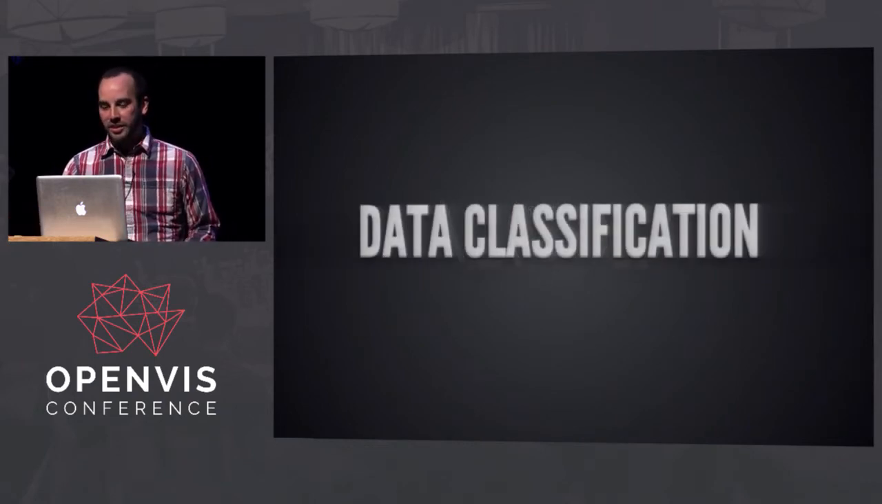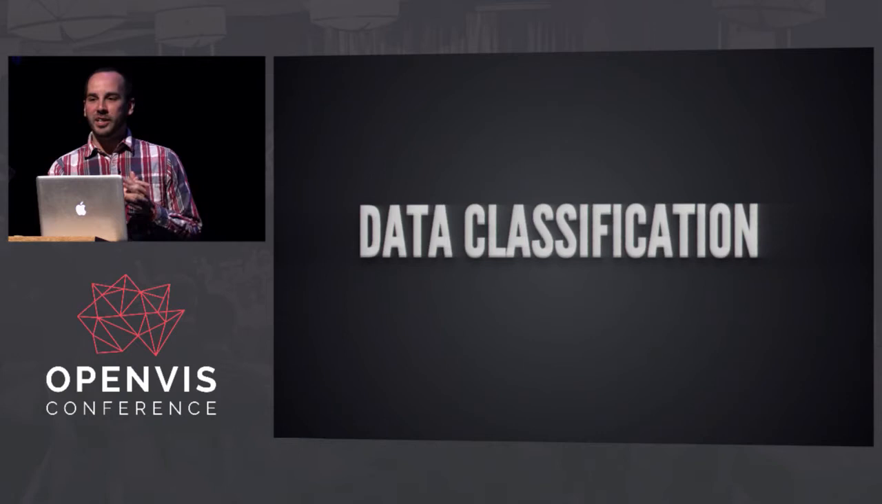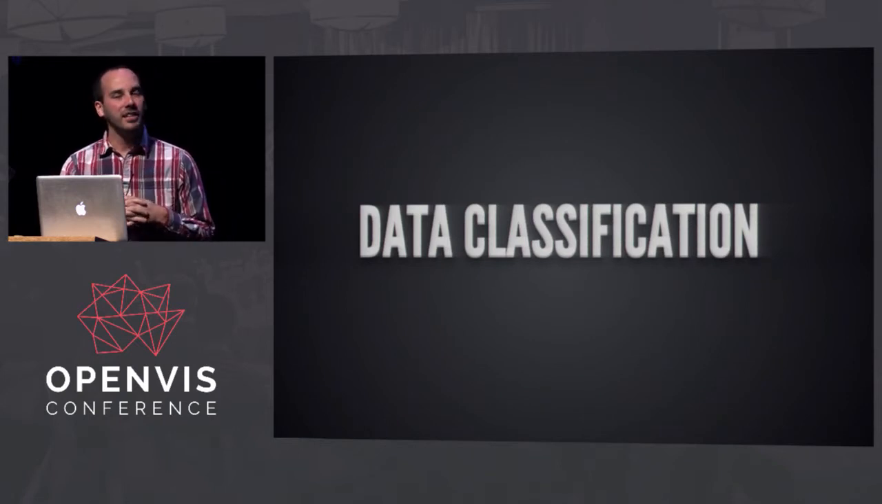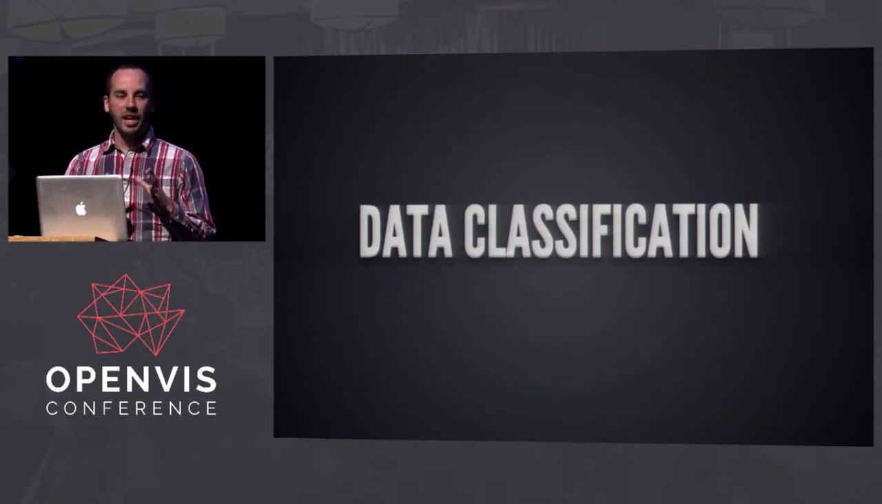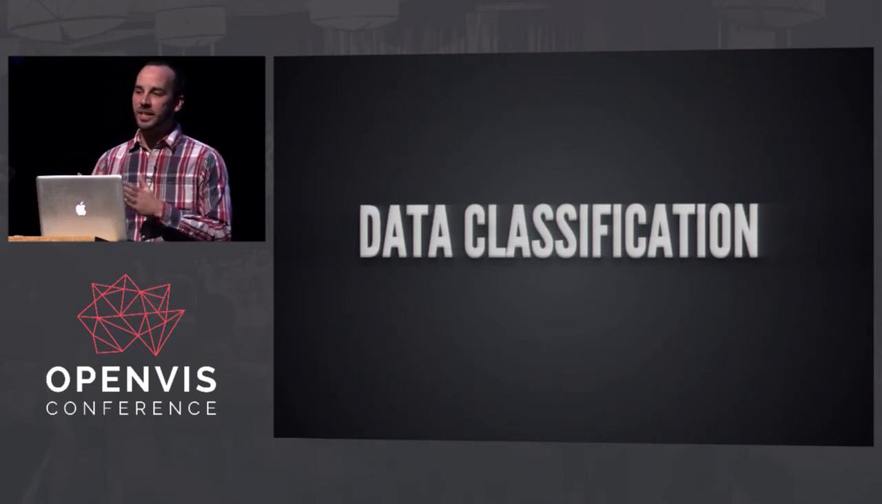But I'll go ahead and start with my first category here, and I think this one comes up a lot for us: data classification. In particular, for choropleth maps, how do we divide, or bin, our data into different classes, and those are going to be the different colors on the map.